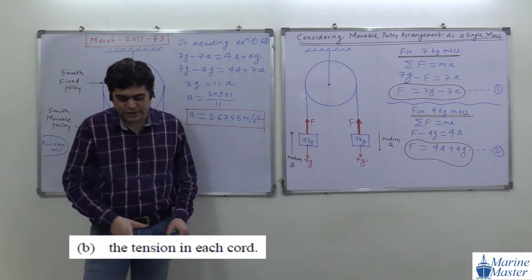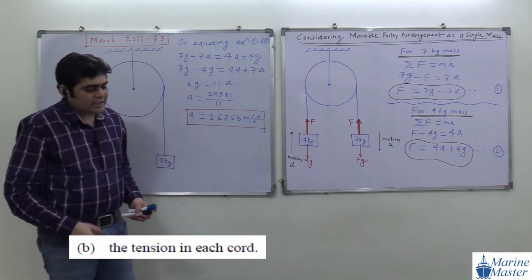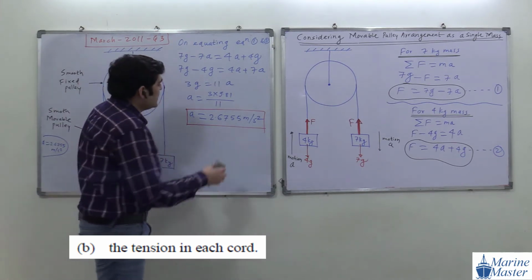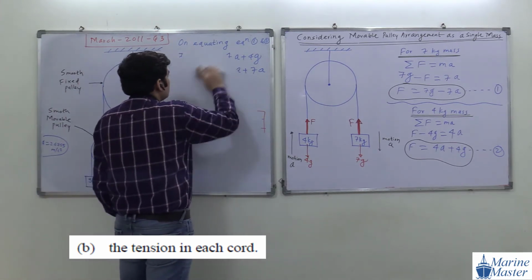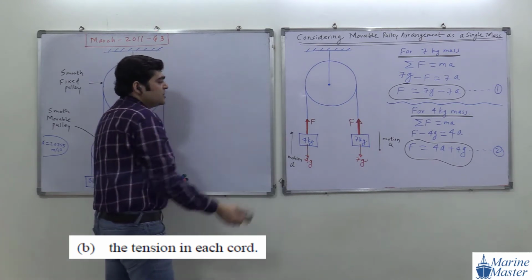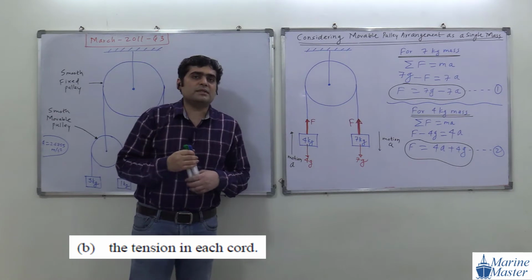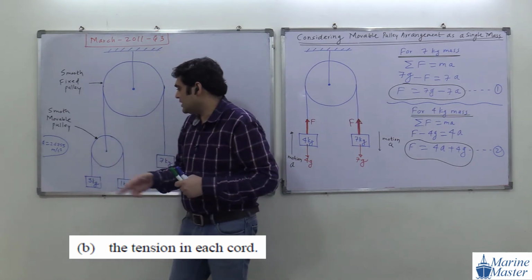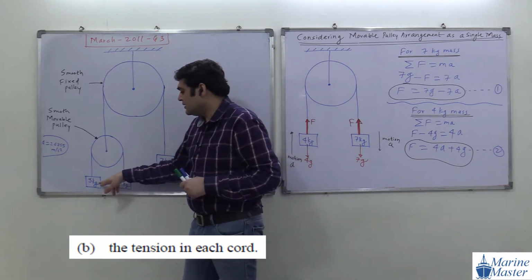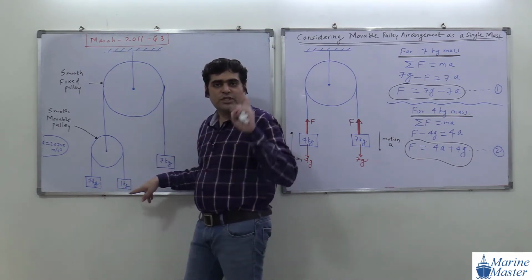Okay. Everyone try to see the scenario here. Now what are they asking us in this scenario? Tension in each chord. So first of all guys, in B part, tension in each chord. And how many chords do we have here? We have 2 chords. One chord is connecting movable pulley and 7 kg mass, and another connecting 3 kg mass and 1 kg mass. So here we have 2 chords.